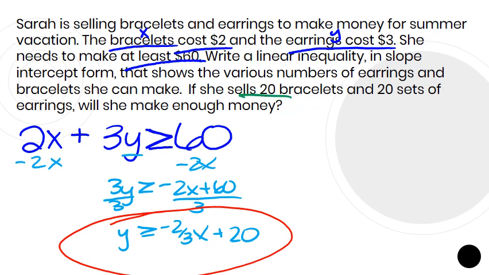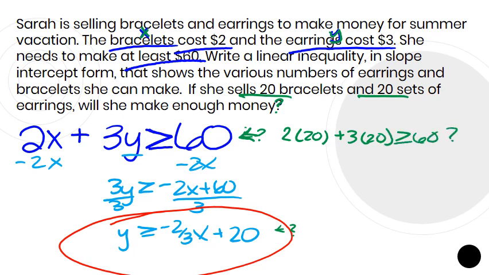If she sells 20 bracelets and 20 sets of earrings, will she make enough money? So if I plug in 20 for x and 20 for y, does she make enough? Now here you can choose if to plug it into the first equation or the second equation. Because I have this slope-intercept form and there's a fraction, to be totally honest, I kind of want to avoid that fraction. So I'm actually going to use the first equation here. So that means if I plug in 20 for x and 20 for y, do I end up with greater than or equal to 60? That's what I need to find out.